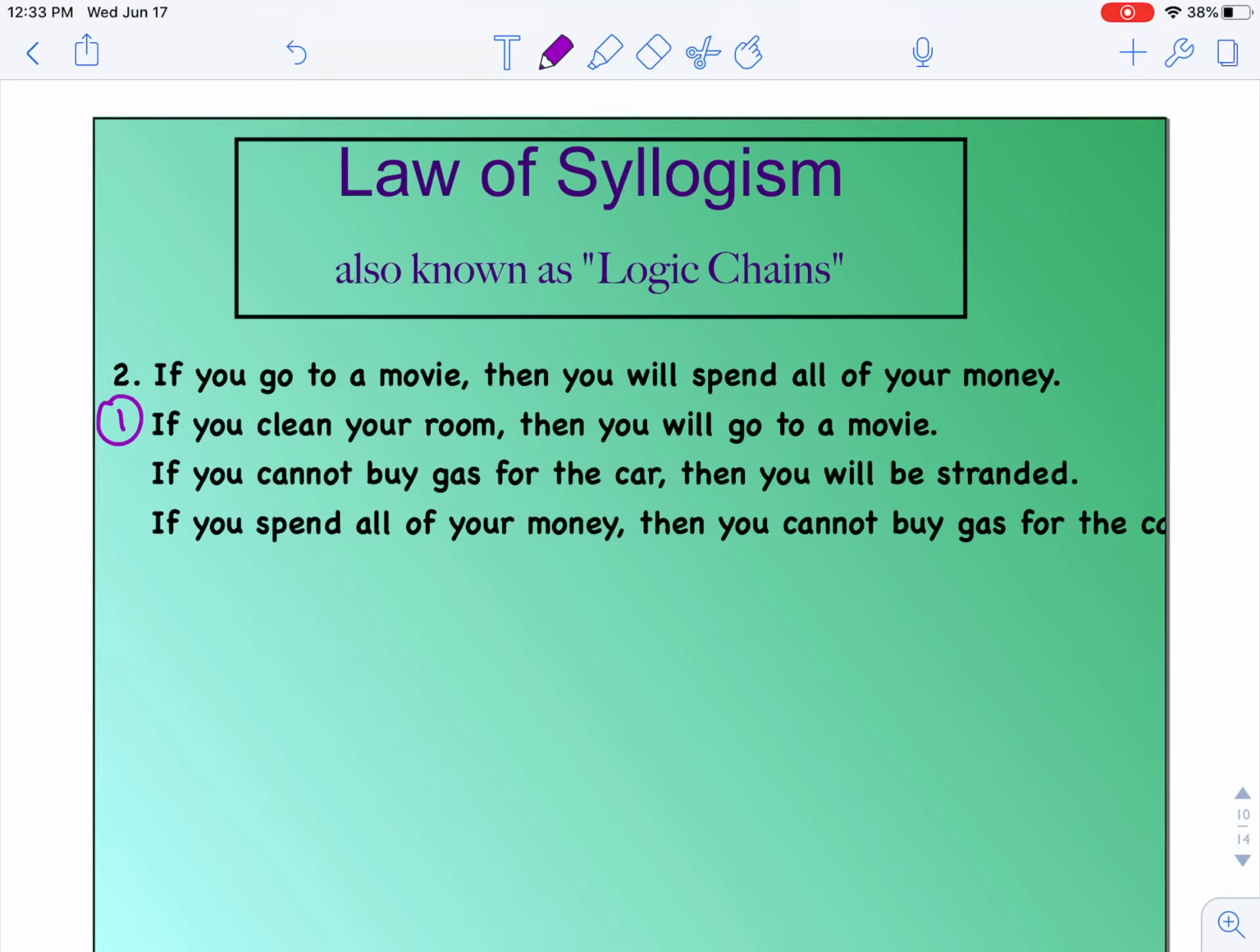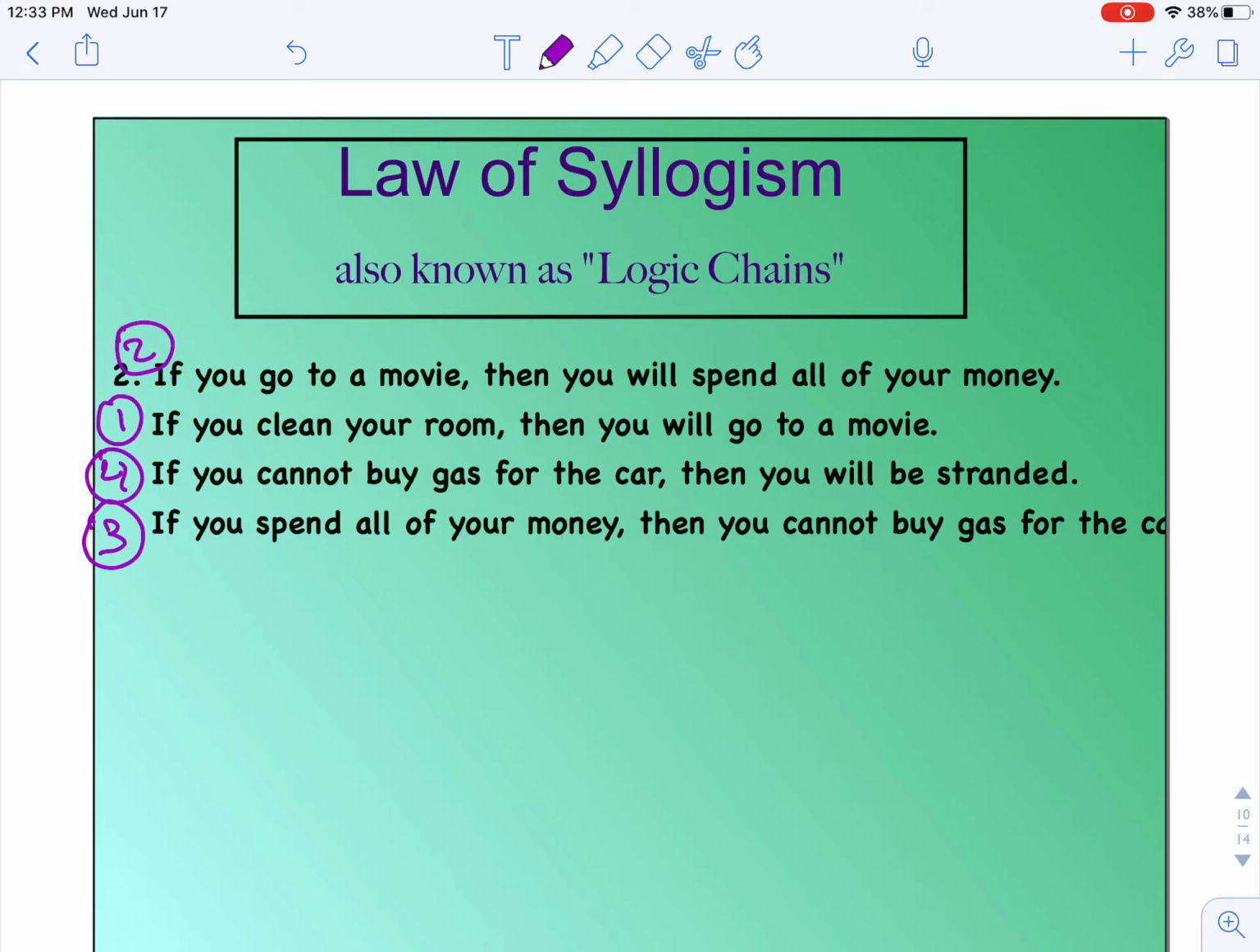Here's your first statement. If you clean your room, then you will go to a movie. Now, the next statement has to begin with, you will go to a movie. So this is number 2. If you go to a movie, then you will spend all your money. So the third statement has to start with, if you spend all of your money. And then the third statement is, if you spend all your money, then you cannot buy gas for the car. So now your fourth statement has to start with, if you cannot buy gas for the car, then you will be stranded.